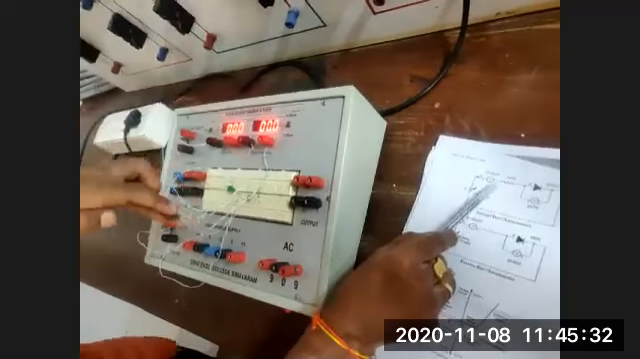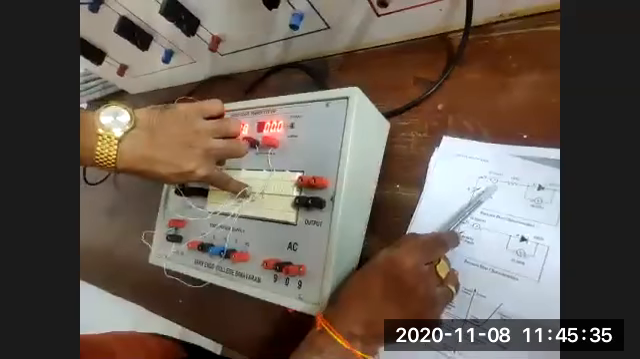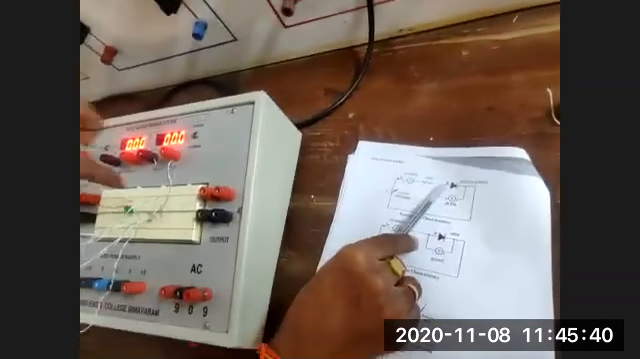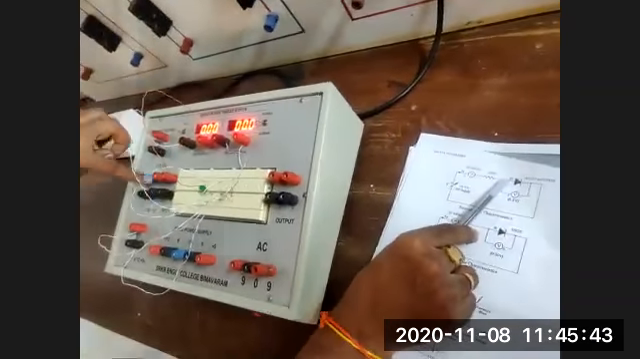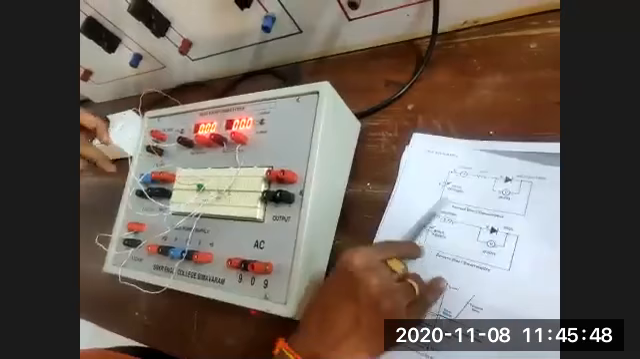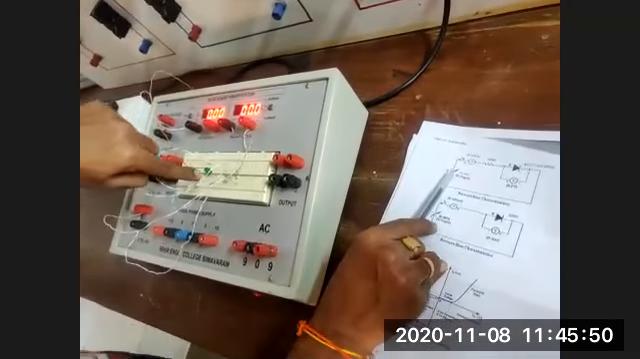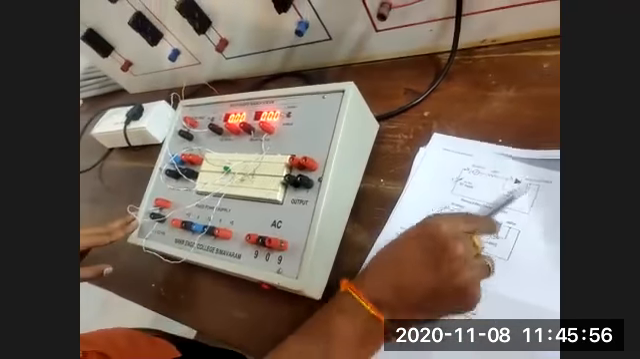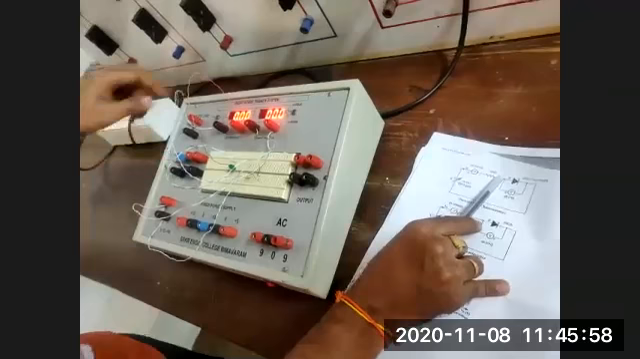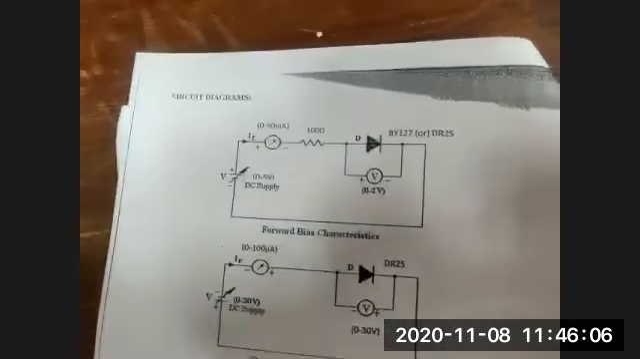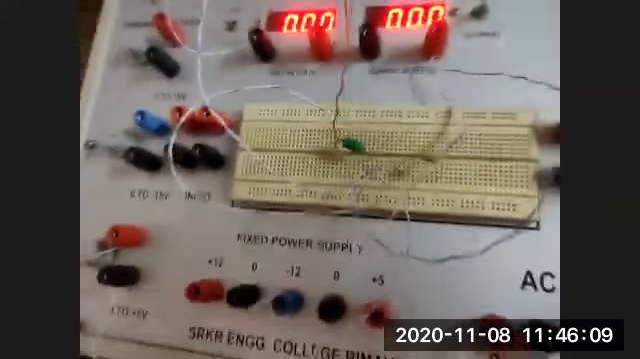The ammeter negative will be connected to your resistor input, this vertical column, and the resistor output will be connected to the diode anode. The diode cathode will be directly connected to the negative of the supply. Finally, the voltmeter positive is connected to the anode and the voltmeter negative to the cathode. This is the total circuit connection of the p-n junction diode characteristics under forward bias conditions.